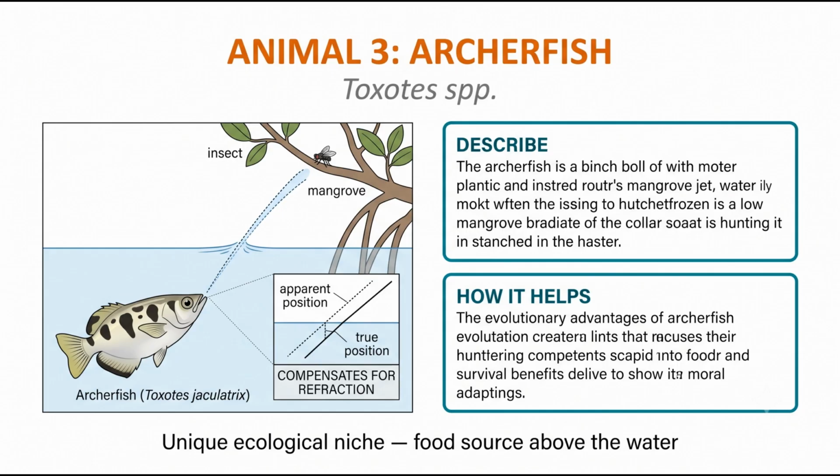Here's the physics problem it has to solve. When you look at an object above water from below, light refracts. It bends at the water surface. This means the target appears to be at a different position than where it actually is. A normal fish aiming at that apparent position would miss. The Archerfish compensates for this refraction. Exactly how it does this is still studied by scientists. It appears to use both positional learning and angle calculation. The survival advantage: an almost entirely uncontested food source above the water, completely inaccessible to most other fish.